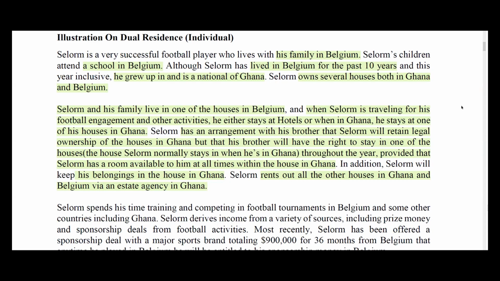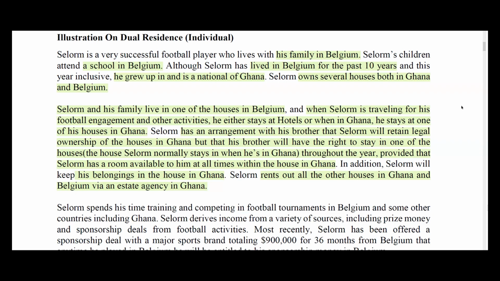Well, for me, if you look at the second paragraph, it says that when Salom is traveling for his football engagements and other activities, he either stays at hotels when in Ghana, or he stays at one of his houses in Ghana. Okay. So we can use that to support.